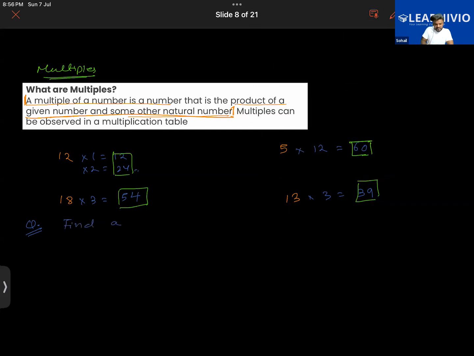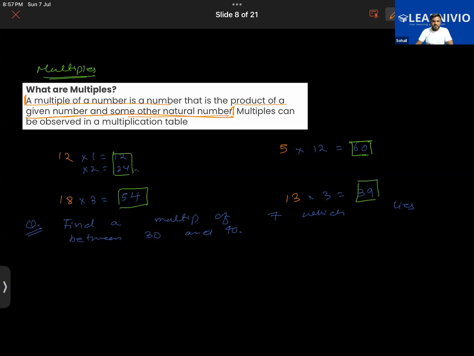Find a multiple of 7 which lies between 30 and 40. 5 sevens are 35. 5 sevens, yes, 5 sevens are 35. Very good. So that is a multiple of 7 that lies exactly between 30 and 40. Getting it now?